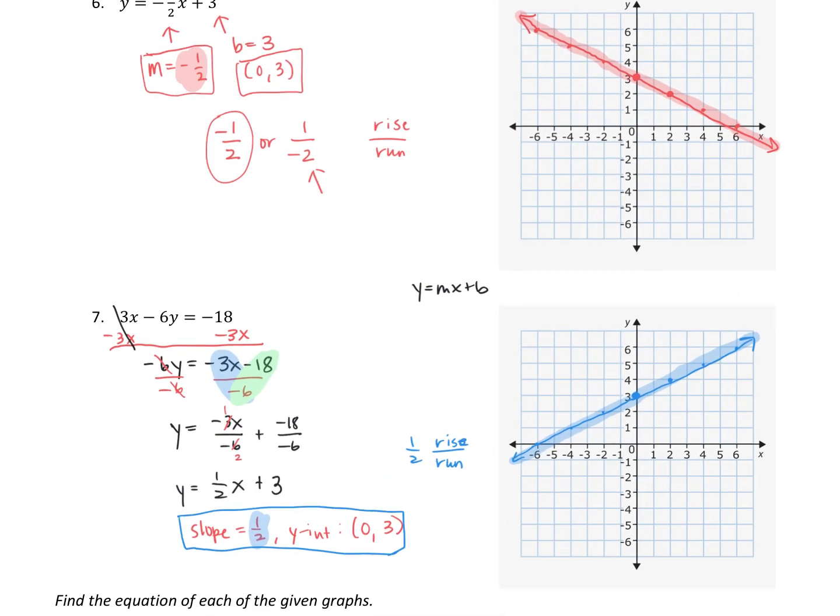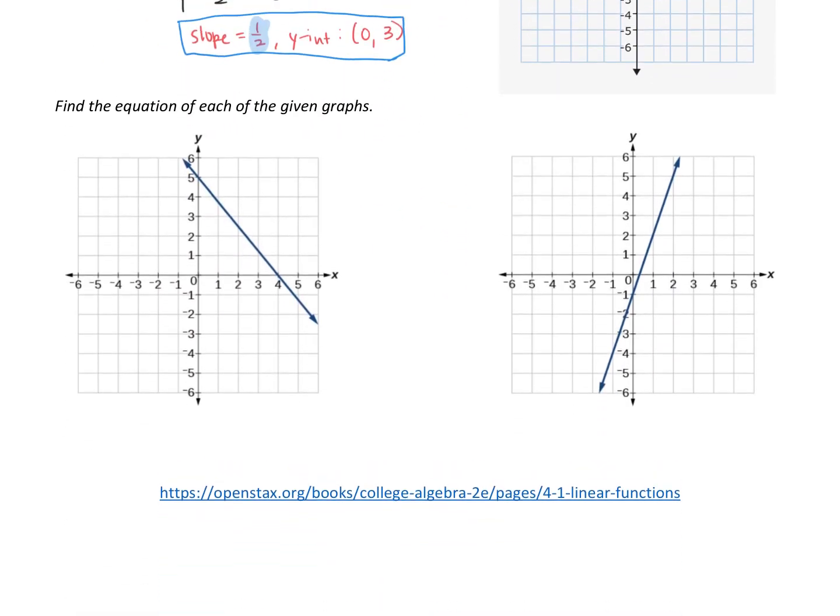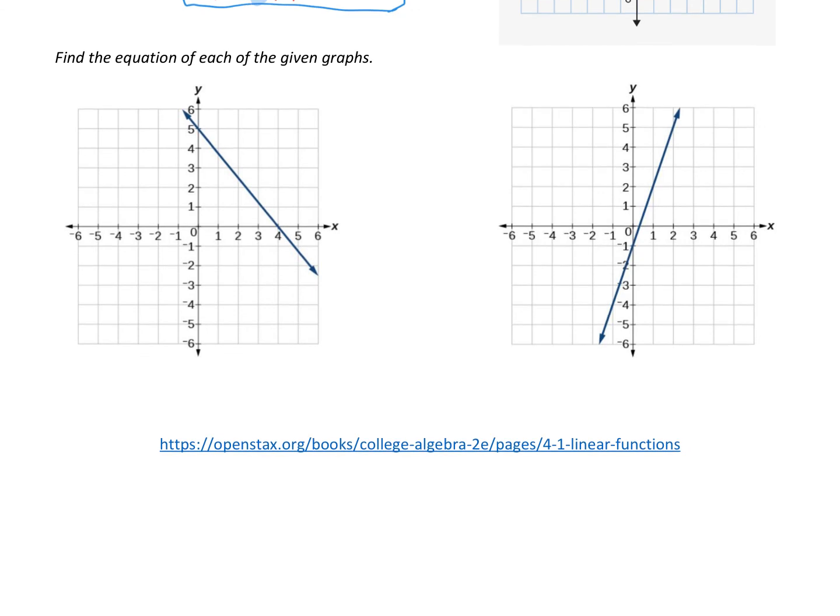All right, let's move on. The last two, they give us the equation and they want us, oh no, I'm sorry. They give us the graph and they want us to find the equation. So they're giving us these graphs and we have to find the equation. This one might seem tricky at first, but after you think about it, it's not bad.